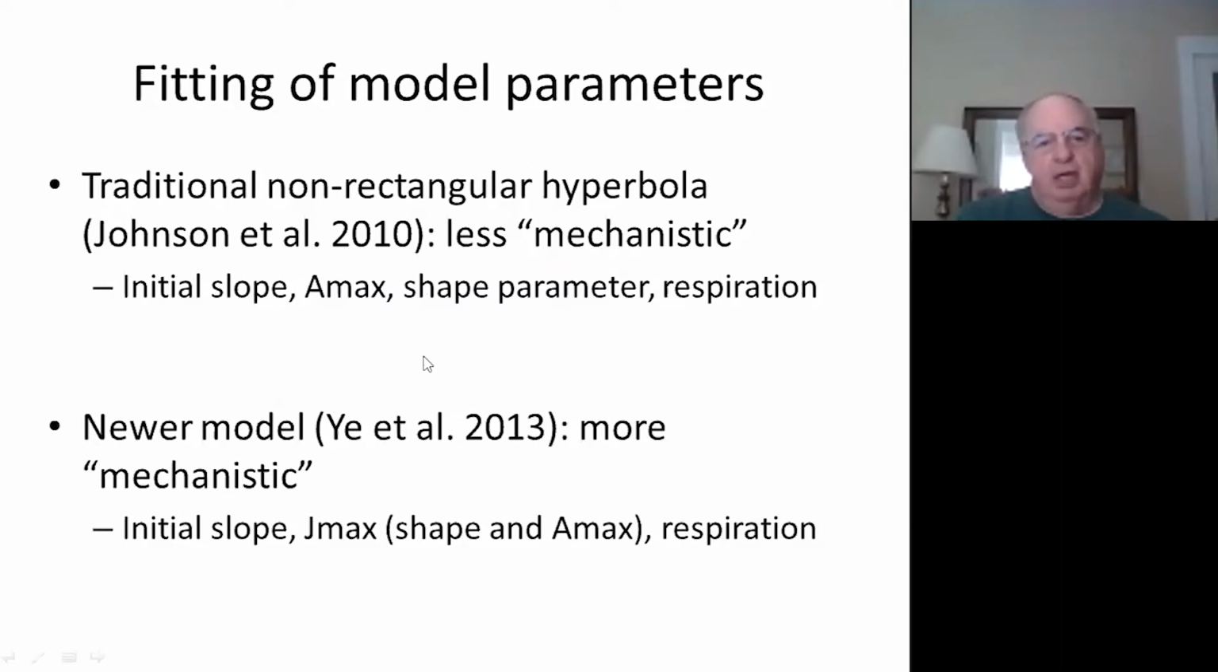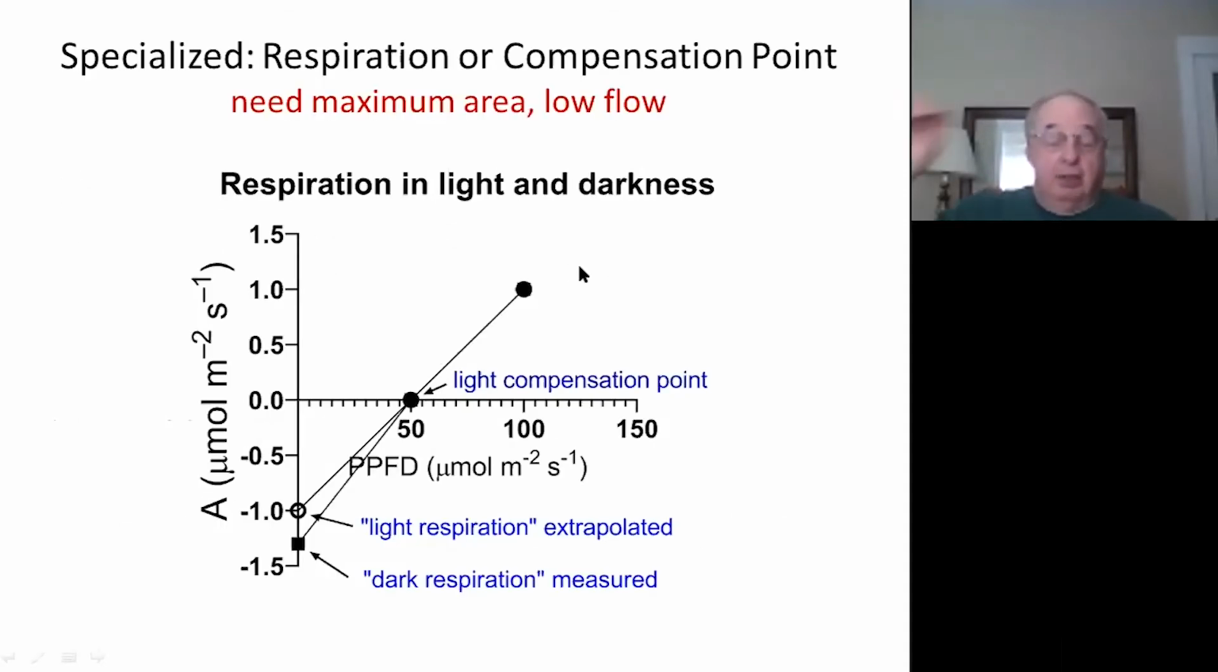And a newer model, which claims to be more mechanistic, is by Yi and several co-authors, and I'll give you that reference at the end also. Similarly, it also defines an initial slope, what they call a J max, which combines a shape parameter and a maximum CO2 assimilation rate, and a respiration. So you can either pick off parameters yourself, or you can fit your data curve to a model and get parameters that way.